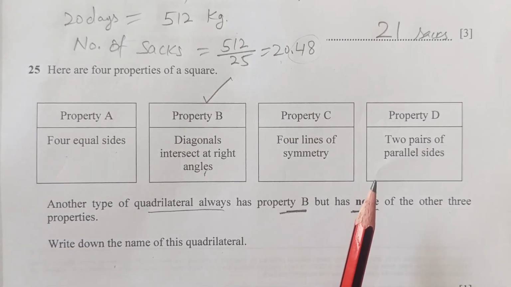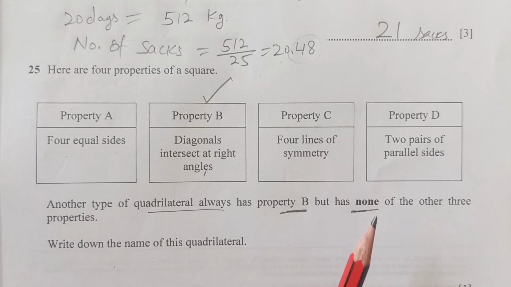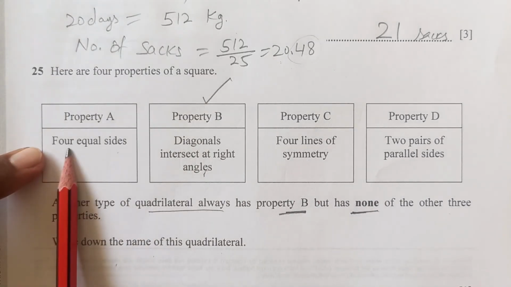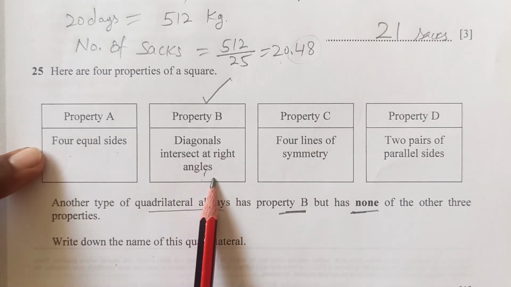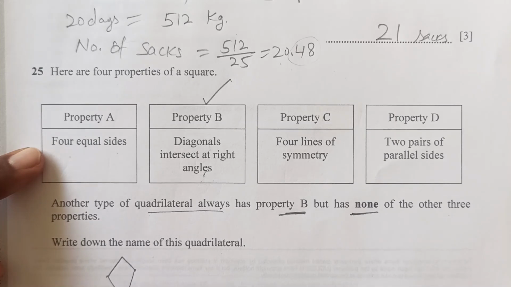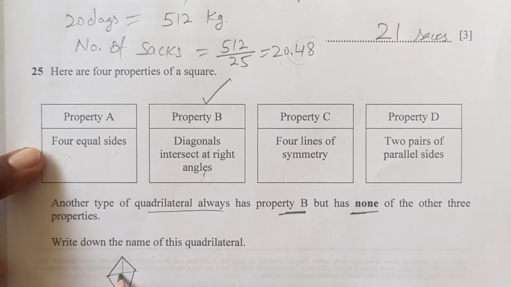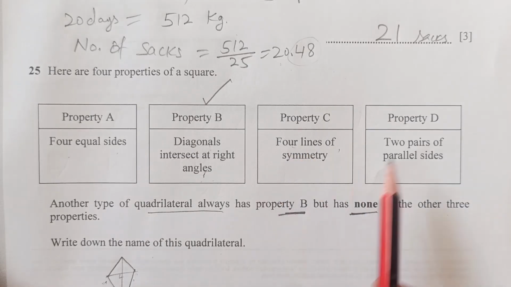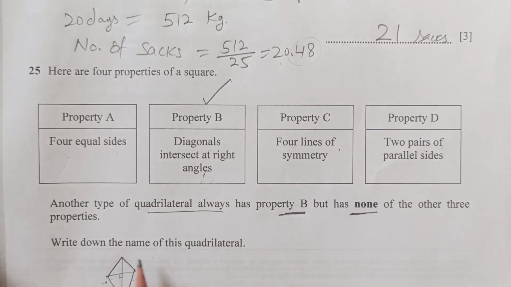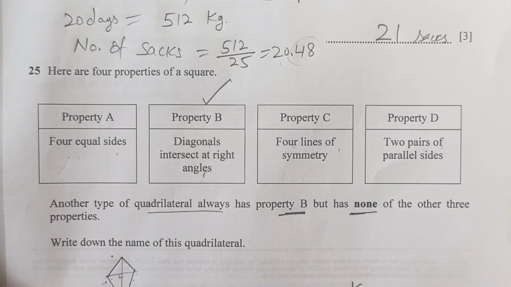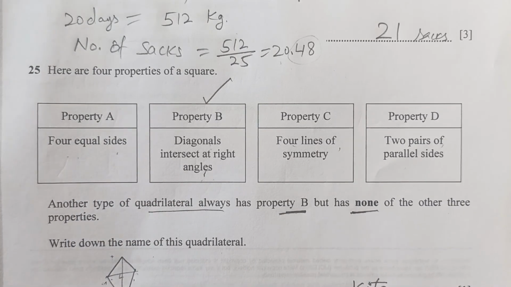For this, guys, you need to know all about the properties of all the quadrilaterals. So 4 sides are equal. Okay, so diagonals intersect each other. I can just remind myself only the kite. In a kite we have diagonals at right angles. 4 lines of symmetry are not there. 2 pairs of parallel, none of the lines is parallel. 4 sides are not equal, so that shape is going to be a kite.